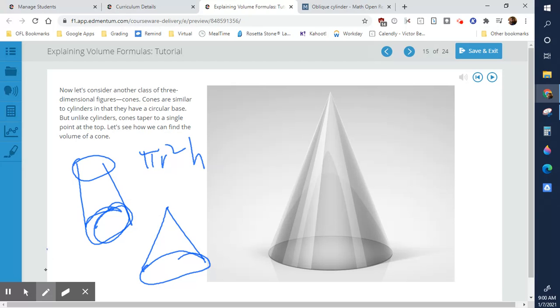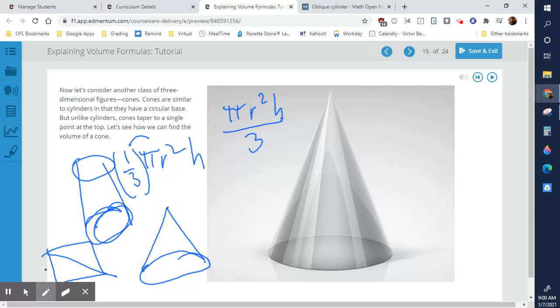So a lot of times they write it as 1/3 times pi r squared times h. Sometimes they just write it as pi r squared h, everything divided by 3, because it's a third of it. Multiplying by a third is the same thing as dividing by 3. And we'll see how they prove it right now.